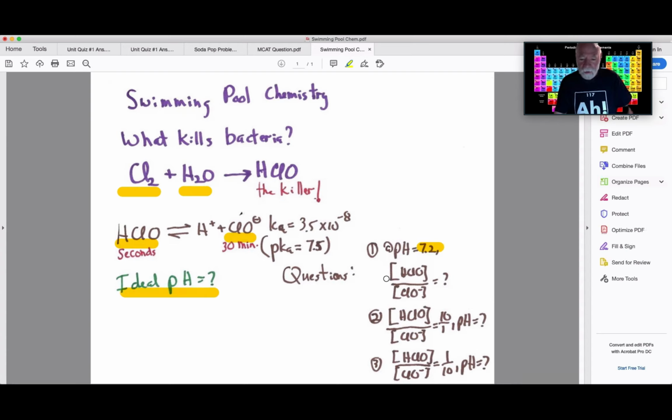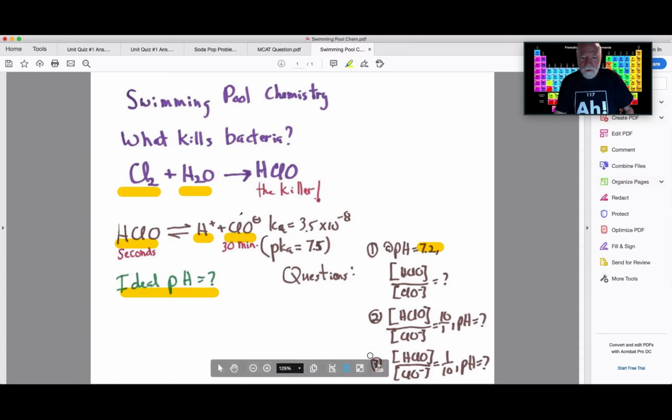Question number 1 is, at a pH of 7.2, what is the ratio of HClO to ClO minus? Now, you can solve this problem algebraically by using the weak acid system. So you want to use the K sub A. You want to make the pH 7.2, which means you're going to adjust the hydrogen concentration. You're going to solve for the ratio of the good form to the not so good form. And I hope you get a big answer, because we're hoping at 7.2 it's going to be effective at killing the bacteria.